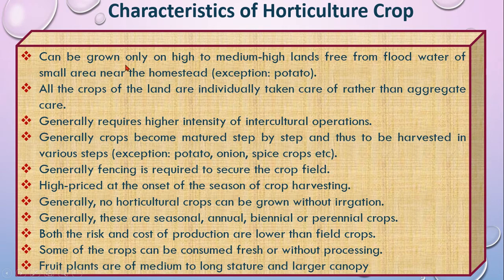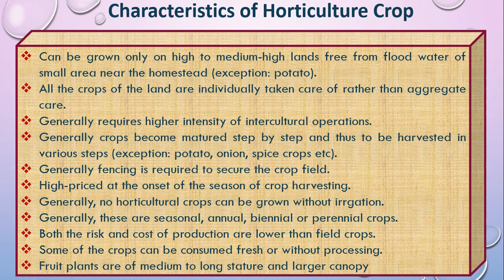So it can be grown on highland, high to medium land, but not lowland, and it's definitely free from flood as well. They do not tolerate flood. That means water, and you can cultivate it in a small area as well, like different types of flowers, spices, etc. Exception is potato. Potato can be cultivated in a large area. You need to take care of it individually rather than aggregate care.